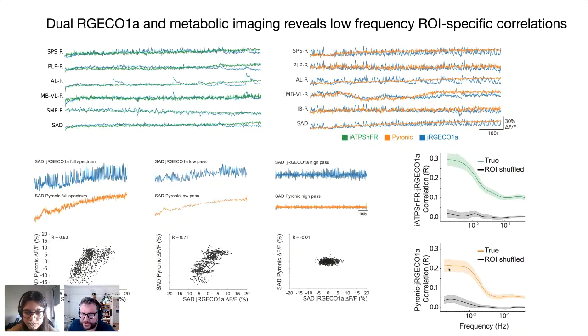The same is true for the Pyronic sensor here. The correlation is never quite as good as with the ATP sensor, but we see a similar drop off at higher frequencies. So really, the correspondence between these two happens in low frequency space, not 100% exclusively, but it's definitely dominated by low frequency signal here.